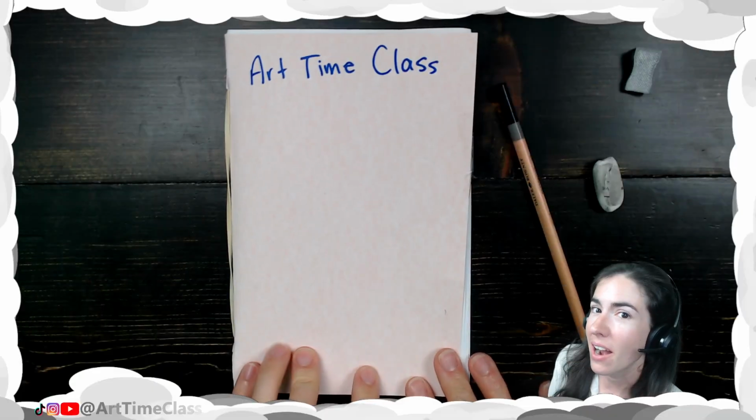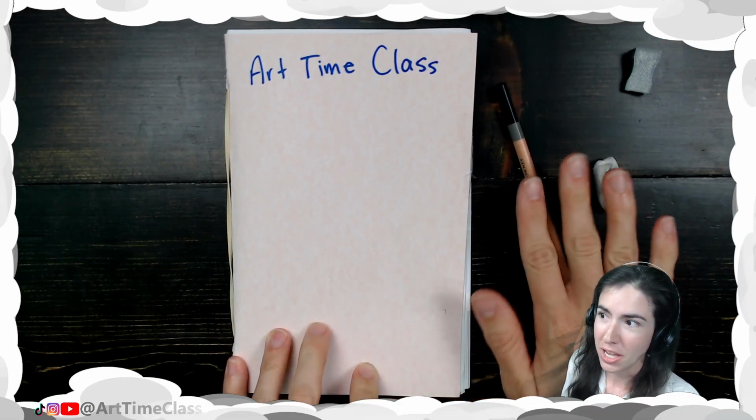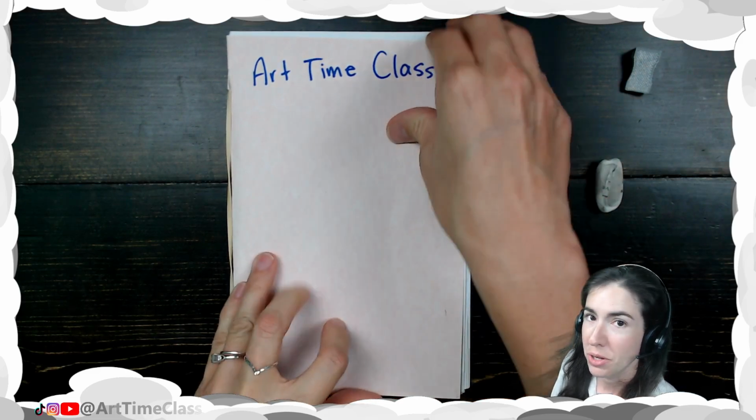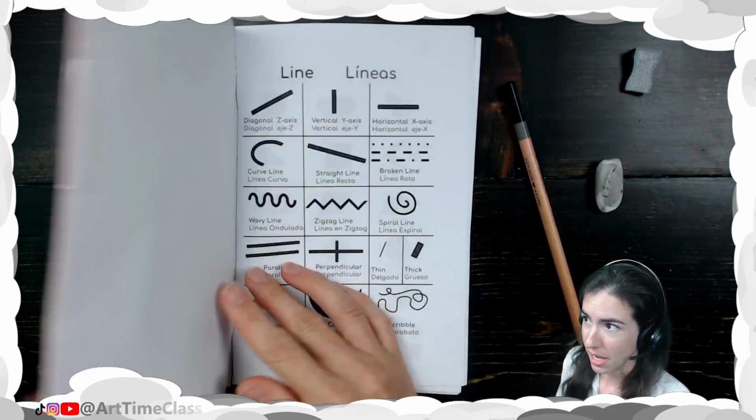Today, we are going to be drawing flowers. Let's get started. For our activity today, you're going to need your sketchbook, a pencil, and an eraser. I want you to open up your sketchbook and review the line and shape page.